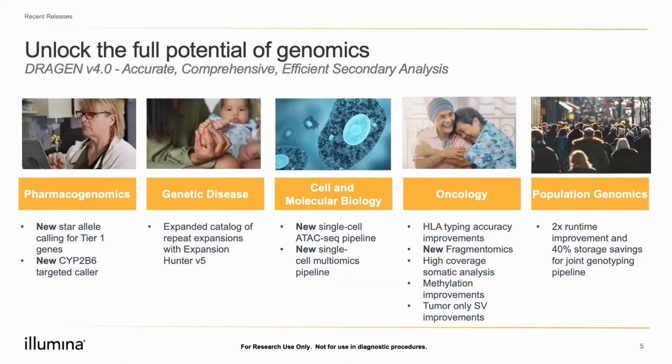In oncology, we have a lot of improvements and new capabilities. We've got accuracy improvements in HLA typing and tumor-only structural variant calling, efficiency and ease of use improvements in methylation and high coverage somatic analysis, and a set of new fragmentomics biomarkers. For population genomics, our joint genotyping pipeline is now faster and more efficient. We won't talk about that in detail today, but there's more details that you'll be able to see in the slides.